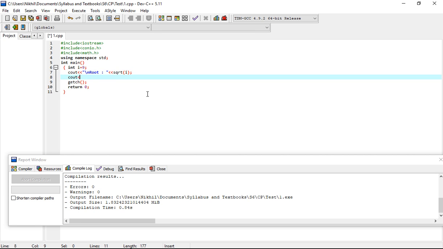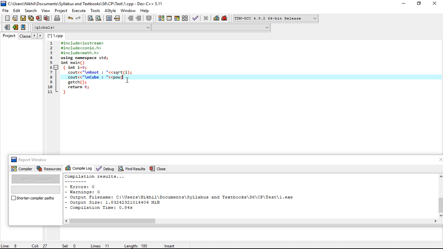Next one we have the power function. Now I'm going to write square here, or for simplicity's sake I'm going to write cube here. We're going to avail a function defined by Math.h to find the cube of the number 9, right? And that is given by the function pow. Pow stands for power, right?